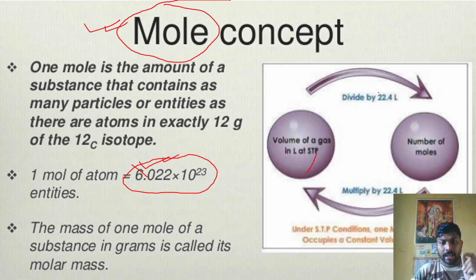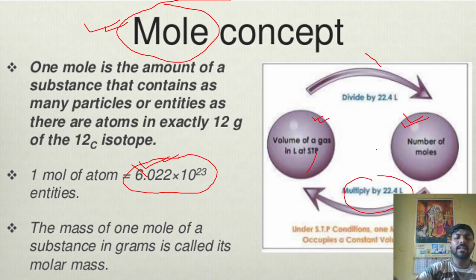Now in the picture you can see one thing has been given. If we convert the number of moles into volume, what do we have to do? We have to multiply by 22.4 liter. What does it mean? According to the mole concept, 1 mole of a substance at STP occupies 22.4 liter. That is very important. Under STP conditions, 1 mole of substance has a constant volume of 22.4 liter, or you can say 22,400 ml.